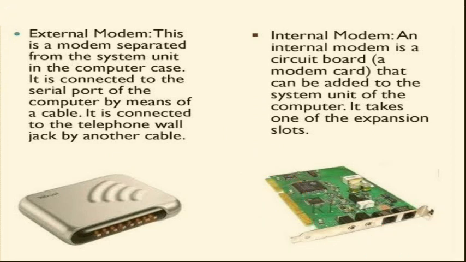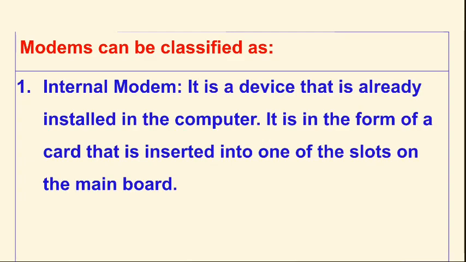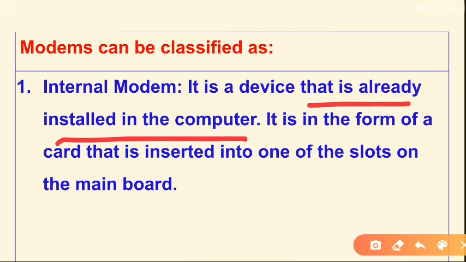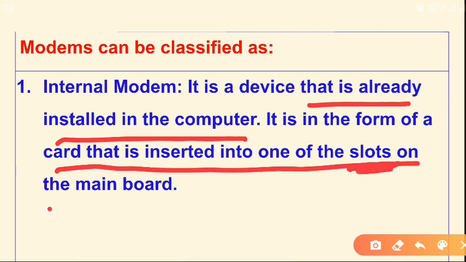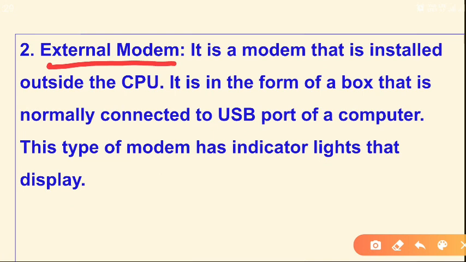So what is an internal modem, students? An internal modem is a device that is already installed in the computer and it is in the form of a card that is inserted into one of the expansion slots on the main board or the motherboard. So an internal modem is fitted inside the motherboard. And the motherboard is inside the CPU cabinet, so that's why it is called the internal modem. Easy.